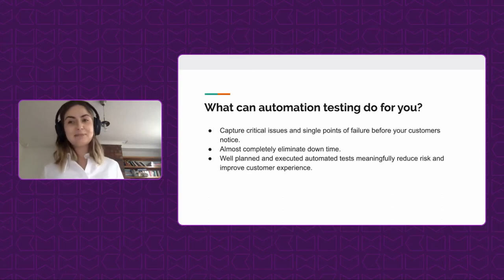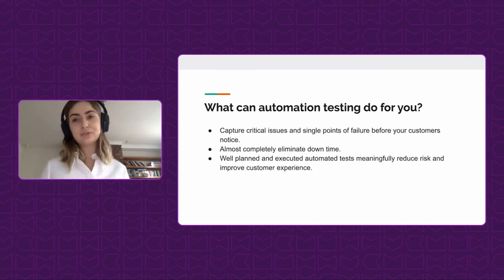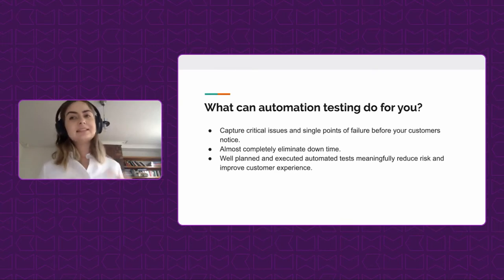So going back to my main question, what can automation do for you? I want to answer this question for you if you are an agency, if you are a larger company like us at BeerHawk with an in-house team, or if you are a small company just starting off. Automation will help you capture critical issues and single points of failure before your customers notice. This is extremely important now in the era of COVID-19.